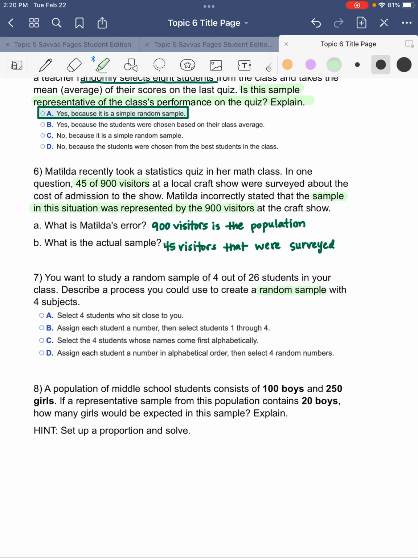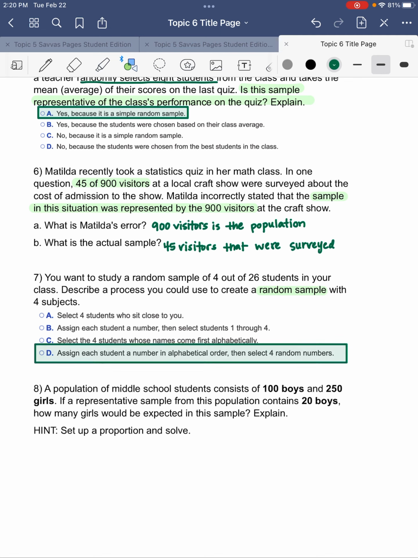Select the 4 students whose names come first alphabetically. That's also not random. Assign each student a number in alphabetical order, then select 4 random numbers. I like D because it's all random. Everyone has an equal chance of being selected. Okay? And then lastly, number 8.